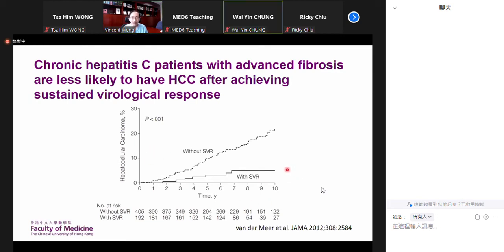So another reason why SVR is important is that even among patients with advanced fibrosis before treatment, after achieving SVR, the risk of HCC and cirrhotic complications would be markedly reduced. So this is saving lives.